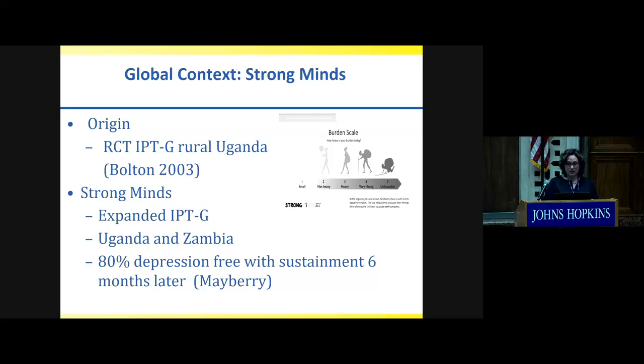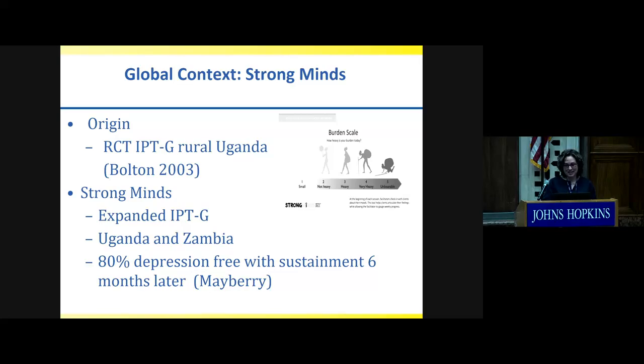It's free, and it's delivered in local languages by trained facilitators. On average, 80% of individuals are depression-free at the end of therapy and 6 months later. Former clients are trained to lead future groups as peer facilitators. It's self-sustaining, and it removes the stigma of mental health. IPTG has become a World Health Organization first-line intervention for depression.